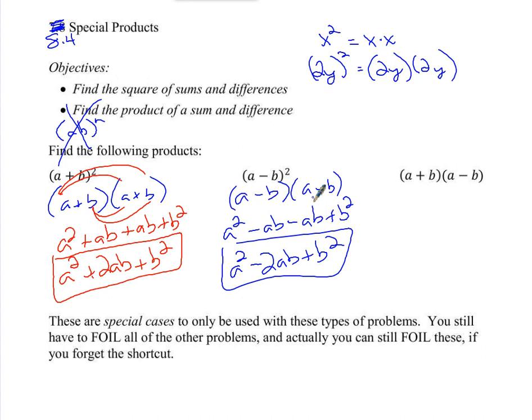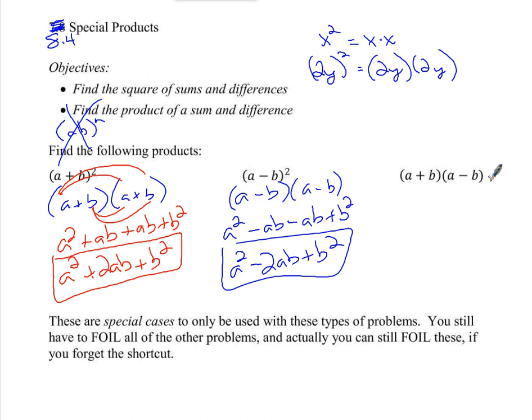But I'm showing you the pattern because in a little bit later in this chapter, we're going to be going backwards. We're going to have problems that look like this, and if you know the pattern, you can quickly go to that because they're going to be working backwards. So I'm just showing you this pattern so that you see it. You don't have to use it. You can just FOIL, which is perfectly fine with me.